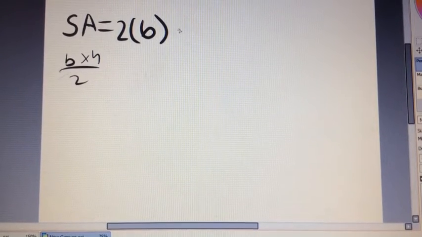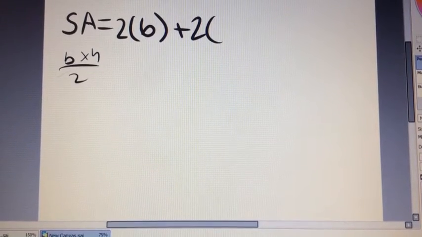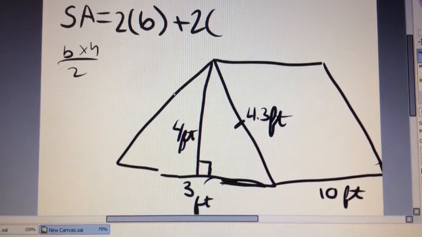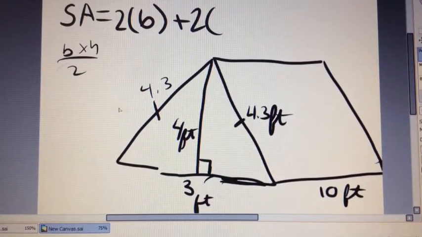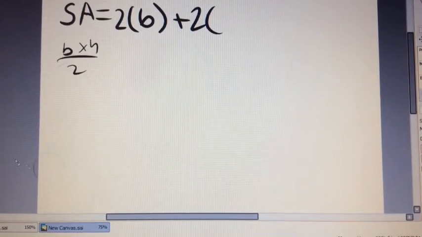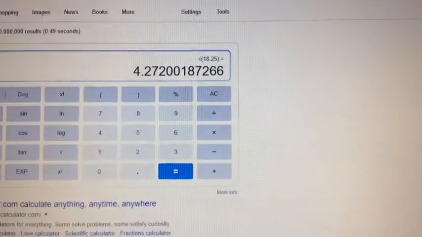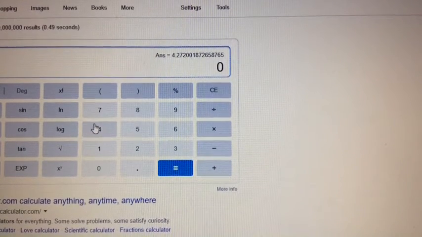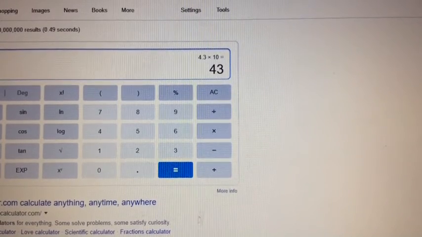Then we're going to add our rectangles, and I'm multiplying the area of those two rectangles because they're the same shape. Yeah, over here it's also the same. So it'll be 4.3, where is it? Here. 4.3 times 10 equals 43.